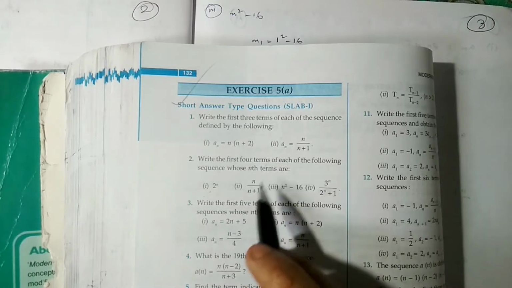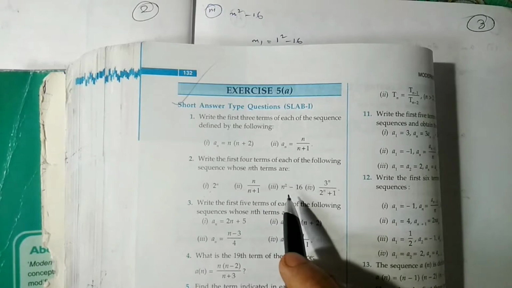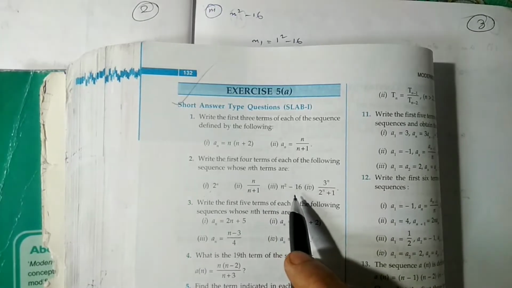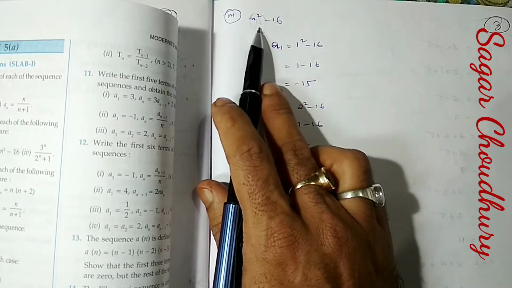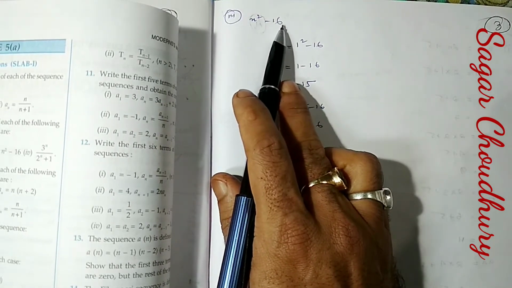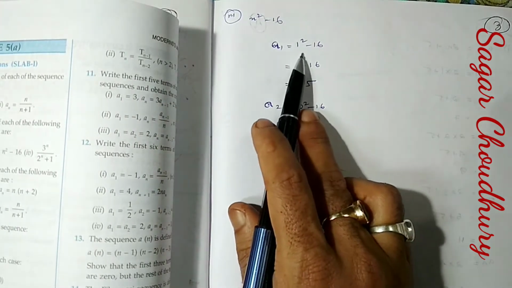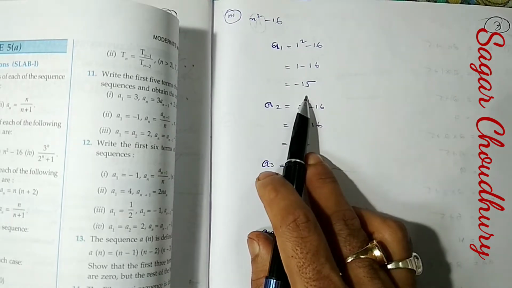This sum is the same as this one, so I am not showing it. Next sum is n square minus 16. It is already given n square minus 16. So a1 will be 1 square minus 16. We are replacing n by 1. So 1 minus 16, that means minus 15.